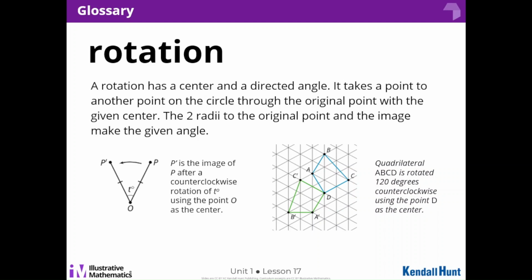On the right side, we have quadrilateral ABCD as the original. It rotates 120 degrees counterclockwise, creating the image quadrilateral, which is A prime, B prime, C prime, D. So D is that center point that the other 3 points are rotating around.